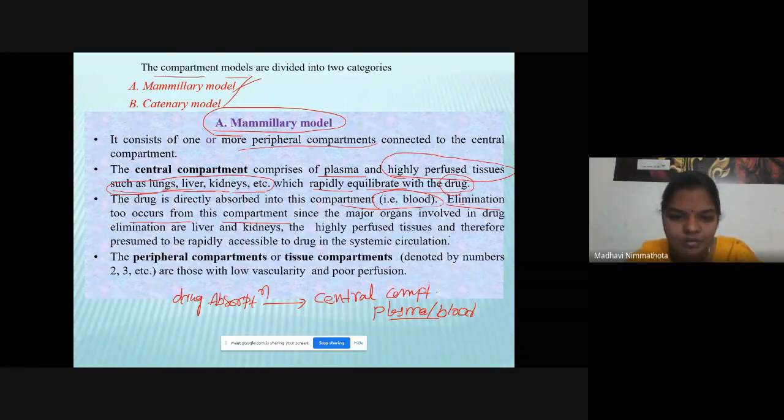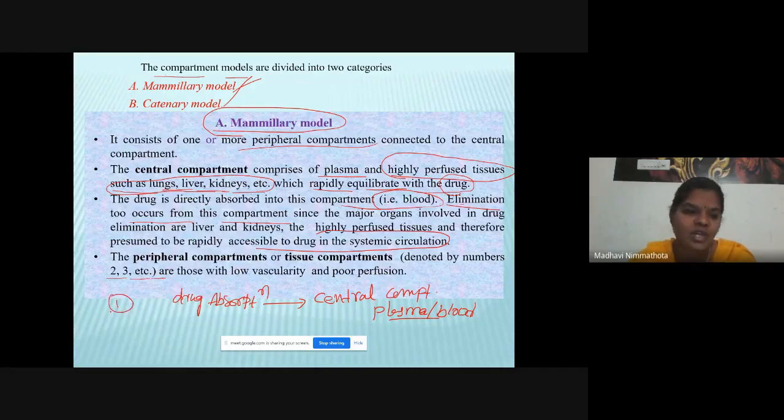The highly perfused tissues are therefore presumed to be rapidly accessible to the systemic circulation. The peripheral or tissue compartments are denoted by the numbers 2, 3, etc. One is your central compartment; 2, 3, 4, 5, etc. are peripheral compartments. These peripheral compartments have low vascularity and poor perfusion.